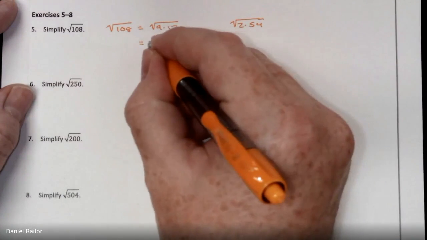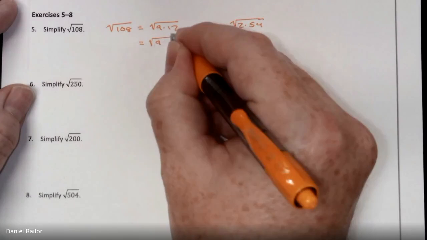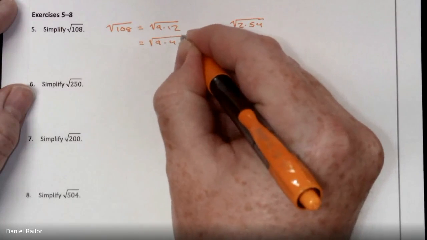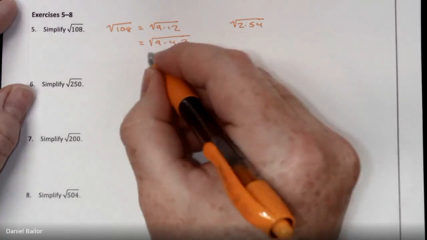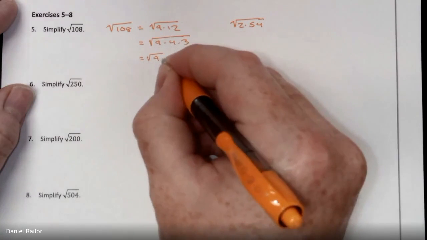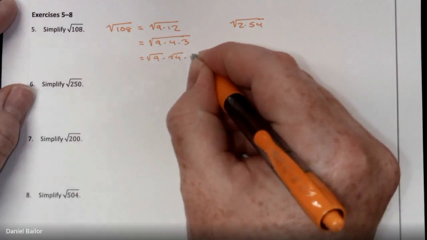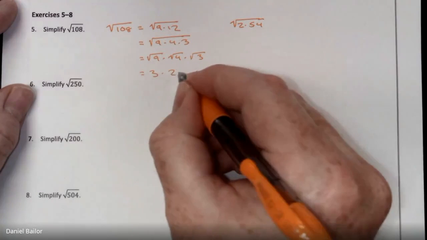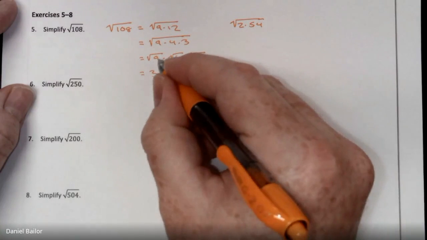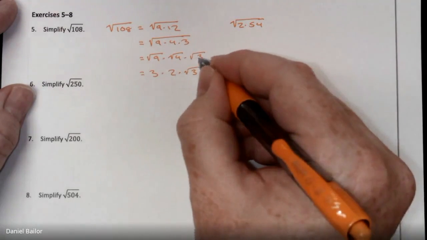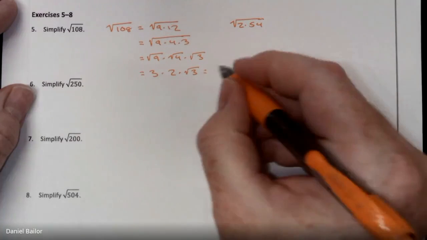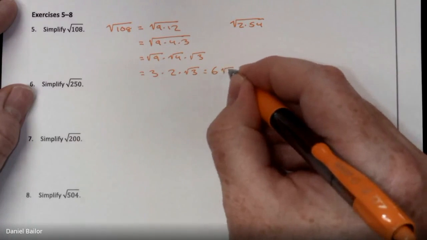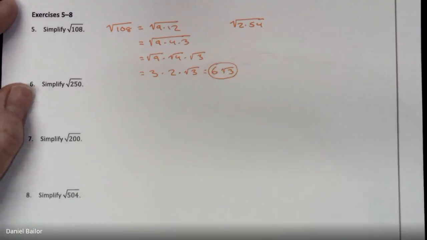So this one I'm not done breaking yet because 12 is 4 times 3. Now I can stop. I get the square root of 9 times the square root of 4 times the square root of 3. That gives me 3 times 2 times the square root of 3, because the square root of 9 is 3, the square root of 4 is 2, and that cannot be simplified. So this gives me 6 times the square root of 3. Same answer.